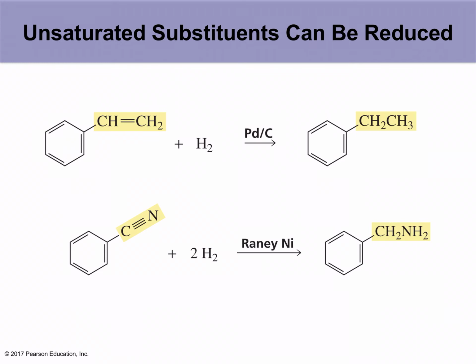Okay. Unsaturated substituents can be reduced. Now once you form this unsaturated compound, you can use catalytic hydrogenation to reduce the double bond, but not the benzene ring. Okay. And a cyano group can be reduced using Raney nickel, another hydrogenation catalyst, to give you CH2NH2.